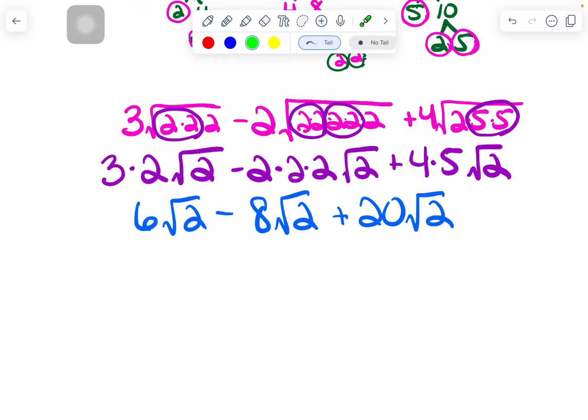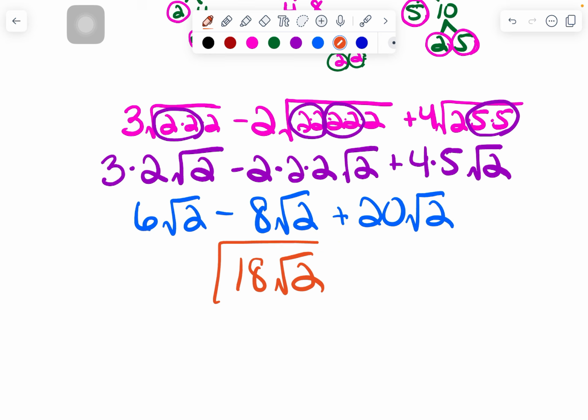So let's see if we work our way from... Oh, by the way, root 2 and root 2, they're all like, so absolutely we can combine them. So left to right across, I'm going to grab 6 here, minus 8. So 6 minus 8 is negative 2. And then negative 2 plus 20 is going to get me a grand total of 18 root 2.